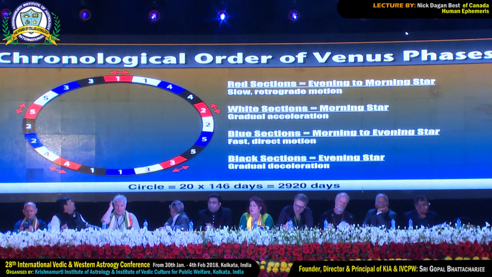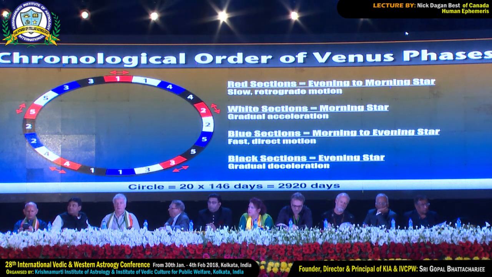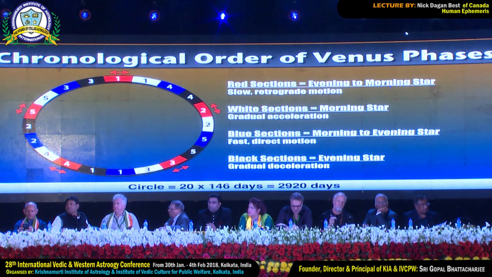There's red 1, white 1, blue 4, black 4, etc. Again, this full circle represents 8 years minus 2 days and 20 equal divisions of 146 days. And the red and blue sections are measured out 73 days on either side of the interior or exterior conjunctions.